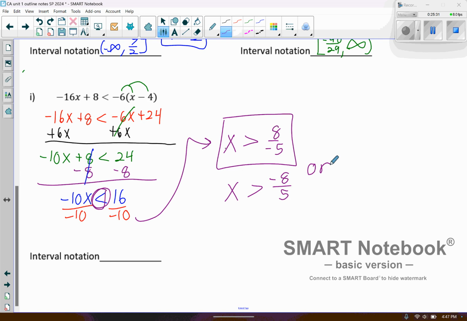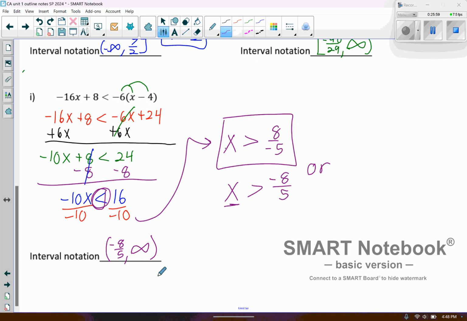Okay, so x is all the values larger than that. So we're approaching negative 8/5, but we don't include it. And then we're increasing indefinitely, and that's what the infinity symbol represents. So x is all the values starting here, but not including it, and then getting larger, larger, and larger, and continuing to include larger and larger numbers.